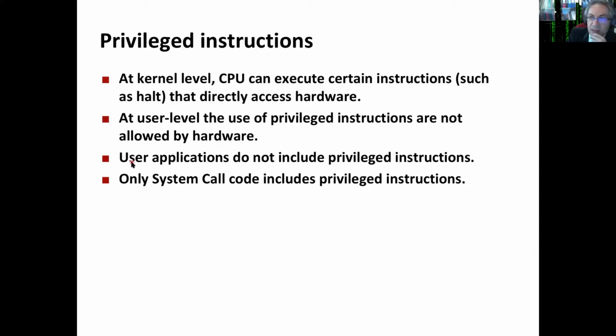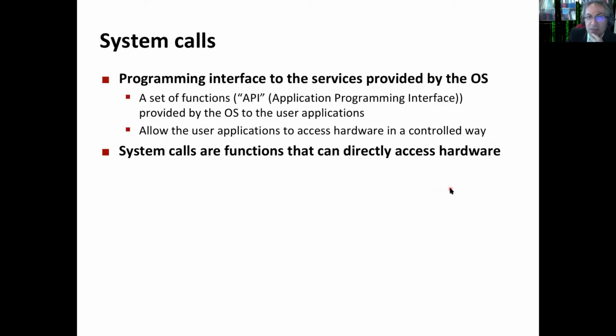So as I said, these privileged instructions are all the instructions that allow you to access the hardware, okay? Your user applications do not include any privileged instructions, and only the system call codes include the privileged instructions, okay? Because they are the ones that are allowed to access the hardware. And in this case, the operating system actually provides an API, okay, in the form of system calls. So the set of system calls that an operating system provides is basically the interface that is provided to the user applications, okay? So it allows the user applications to access the hardware in a controlled way.